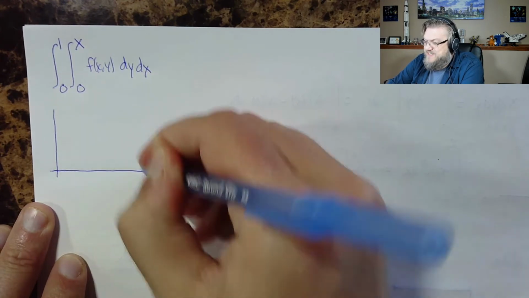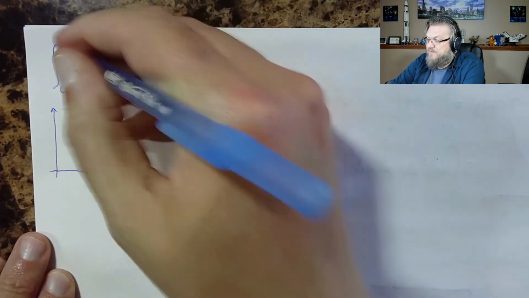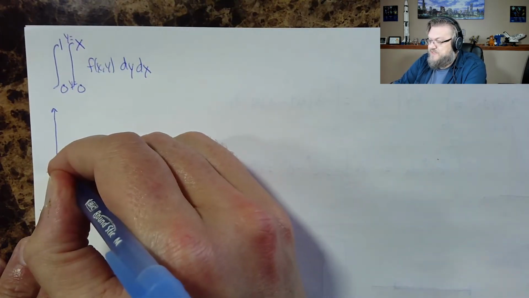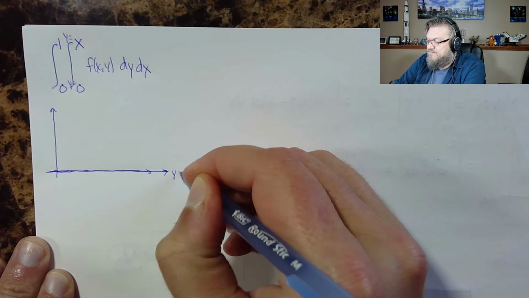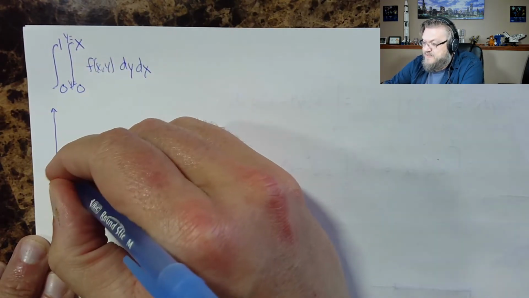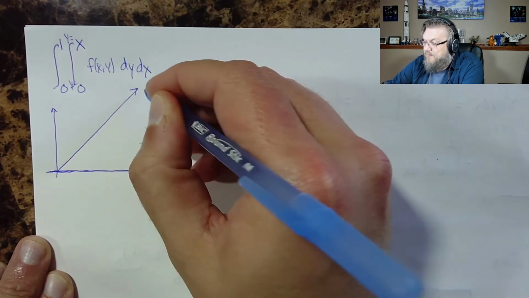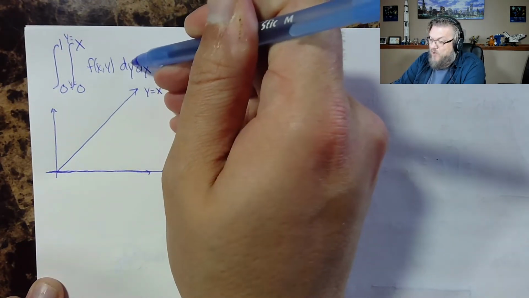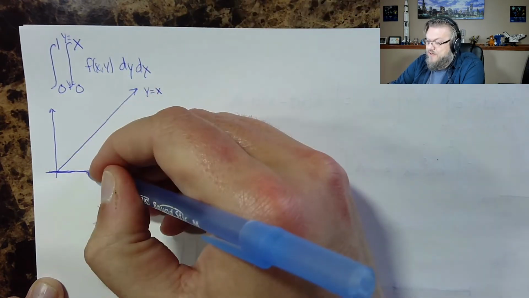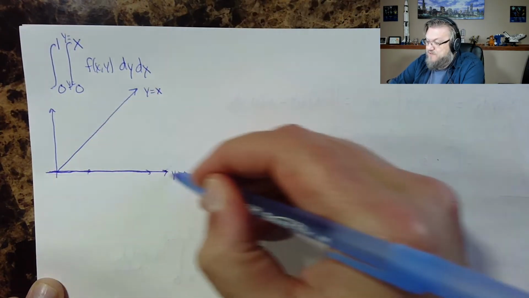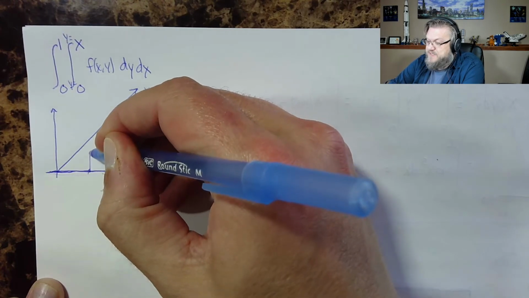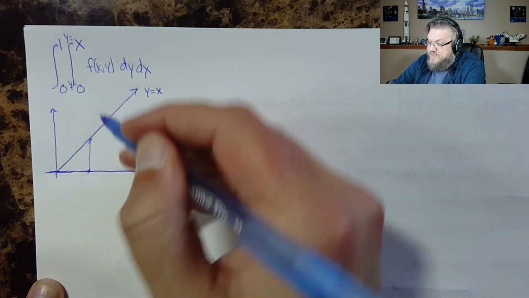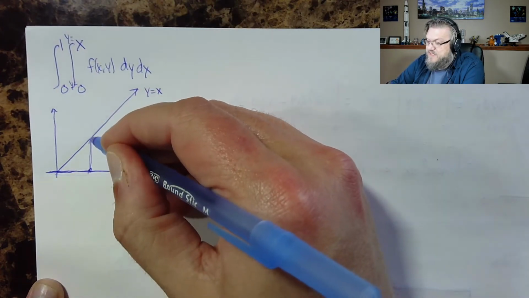Well, I could draw a picture just like this. So this is going from y equals 0 to y equals x. Y equals 0 is this horizontal line down here. Y equals x is the diagonal line, like this. What this is suggesting is I'm always starting my vertical arrow from the bottom curve, which is y equals 0, and I'm going up until I hit the top curve, which is y equals x. See that? So I'm going from here to there.